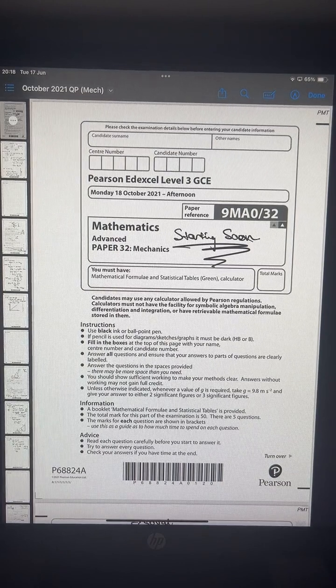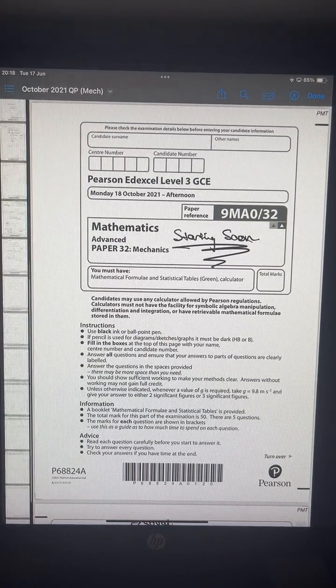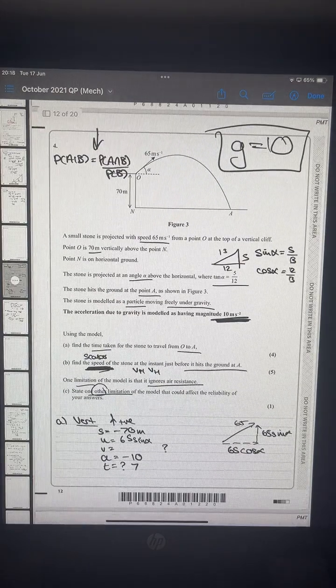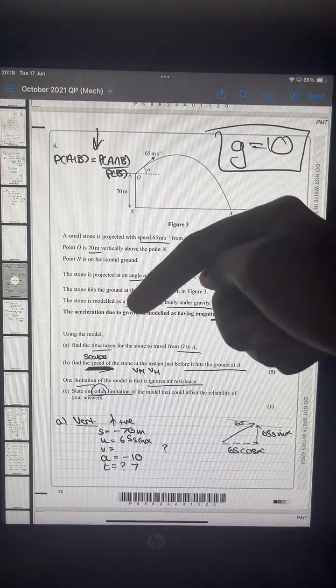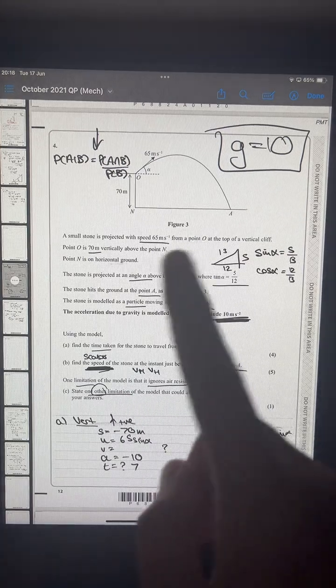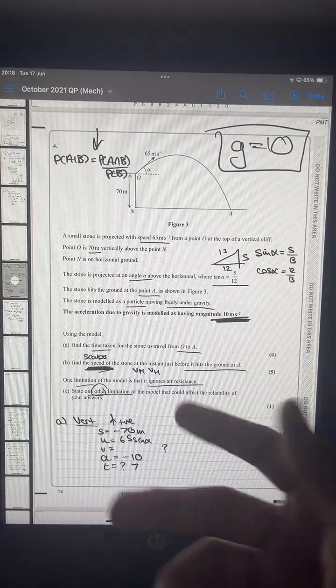Can you please repeat part B? Sure, part B for the projectiles question, I'm guessing, right? So, for part B, I need to find the speed of the stone just before it hits the ground at A. The word speed means it's a scalar, so I need to find the magnitude of both the vertical and the horizontal speed components, right?